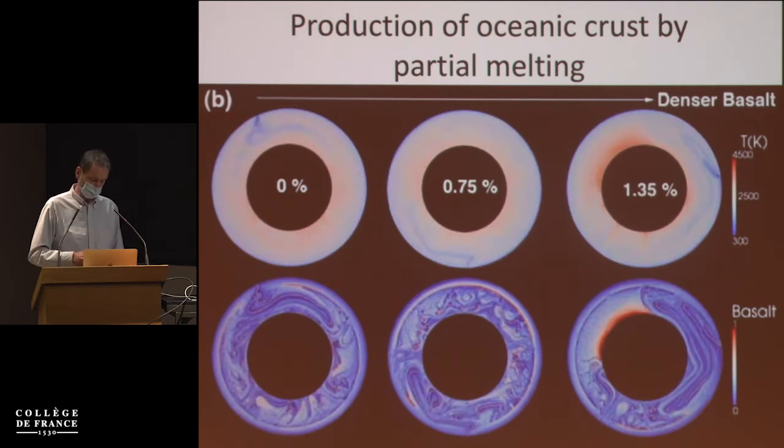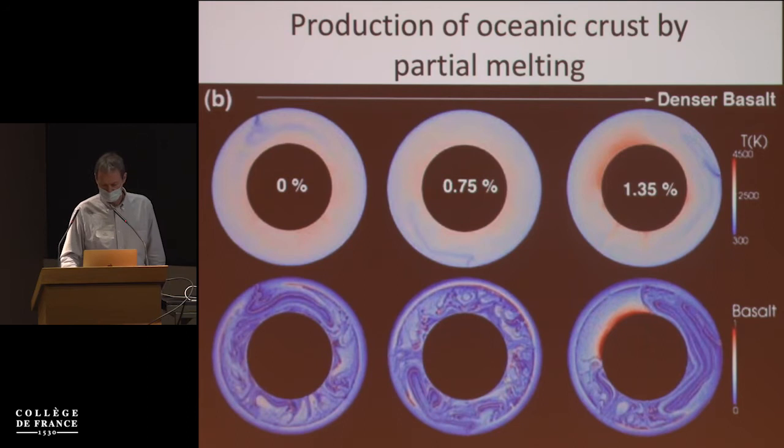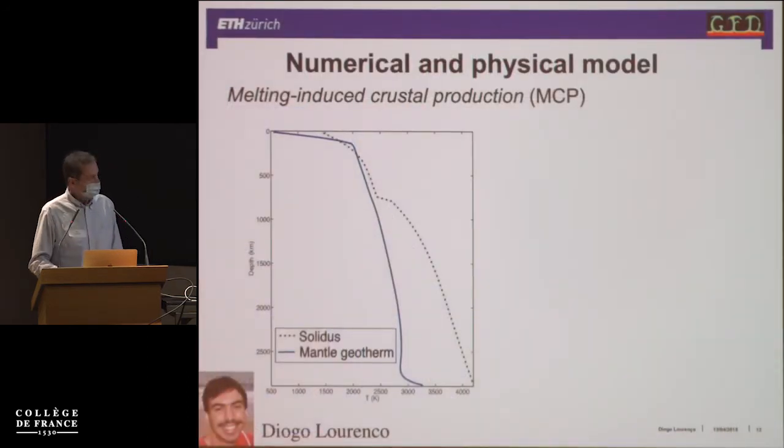So we have run lots of models in which partial melting produces oceanic crust, and then this is subducted and builds up at various places in the mantle. Sometimes you can get it building up at the bottom. It also builds up in the transition zone, something that Maxime will focus on more tomorrow. And so this is one way of generating heterogeneity, but it also has some other implications. And Diogo looked at these a few years ago.